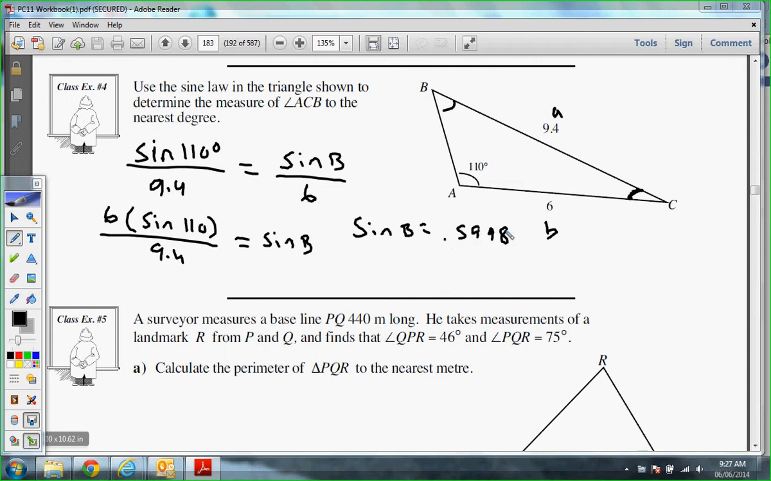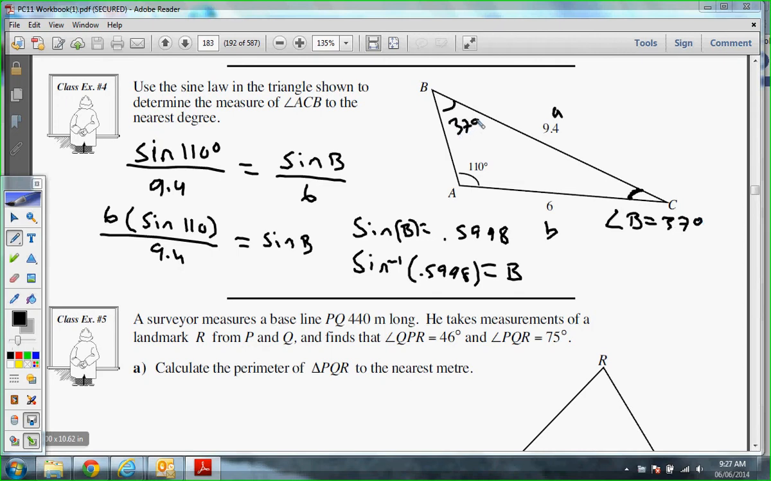0.5998. Last class they asked how many places should you go. The more the better. 3 is probably pretty good. 4 is perfect, whichever. Okay, and here, to get B by itself, we use an inverse. So I want inverse sine of 0.5998. Okay, and that gives me for B 37. So angle B is 37 degrees.